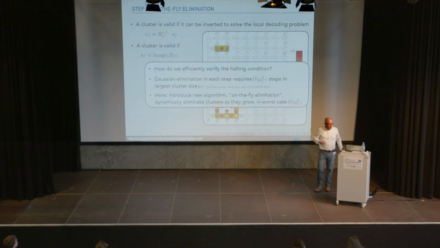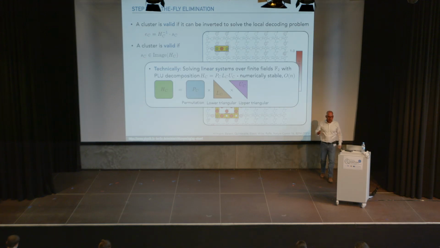And so, that's a halting condition, how do we efficiently verify that halting condition? This is much of the substance. Of course, you can run Gaussian elimination in each step, but that requires of the order of the cluster size to the power of 4 many steps on the largest cluster size, which is a limitation. And here we've introduced a new algorithm, what we call on-the-fly elimination, that dynamically eliminates as clusters grow, in the worst case with a better scaling in the cluster size.